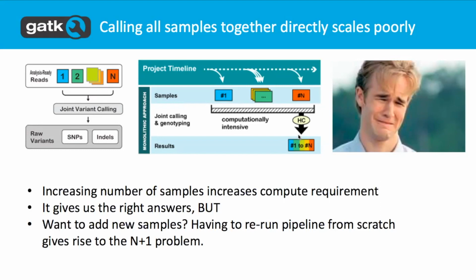And also, if you had, say, one round of sequencing, which gave you 10 samples, and then you got a second round of sequencing and needed to add samples to your original data, you needed to go through the HaplotypeCaller process all over again. And this just made it very time consuming.